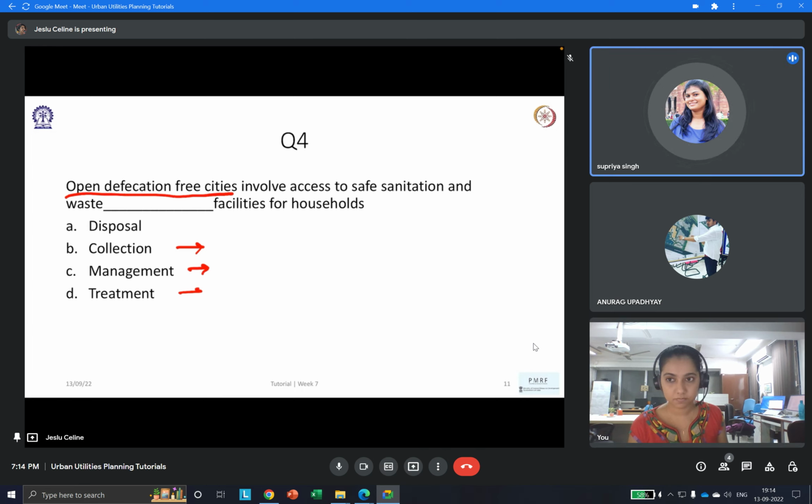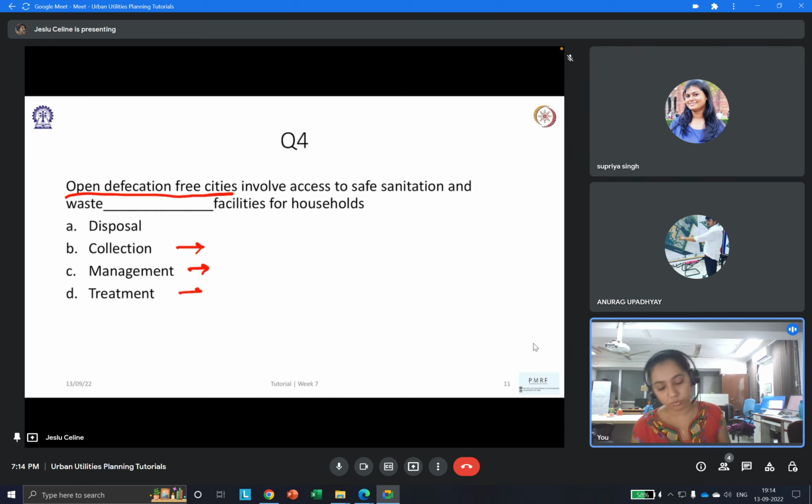Open defecation. Collection, management and treatment are okay, but if we don't dispose of it properly, that won't be open defecation free, right? That's why. Okay, that is right. I agree, disposal is there, but why not all the others also? Is it because there's only one option, so that's why you're going with disposal?